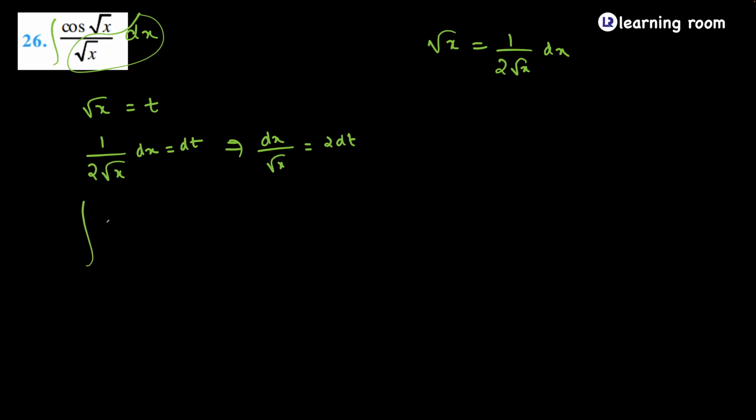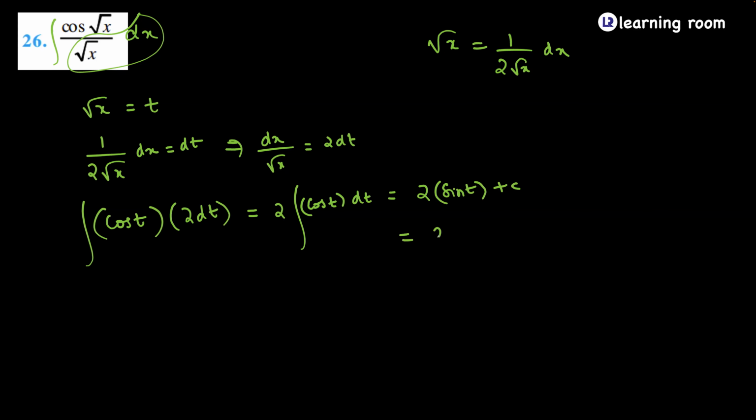So integral of cos t into 2 dt. So take the 2 outside. So 2 into integral of cos t dt. What is the integral of cos? It is plus sign. Derivative is minus sign. So 2 times sin t plus c, or it is basically 2 times sin root x plus c, because t is root x. Clear with this? Right?